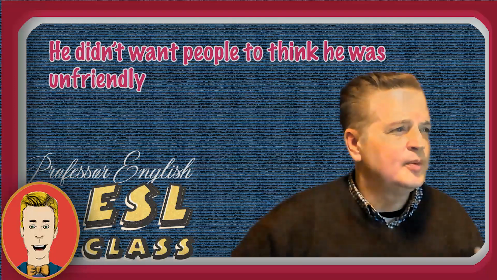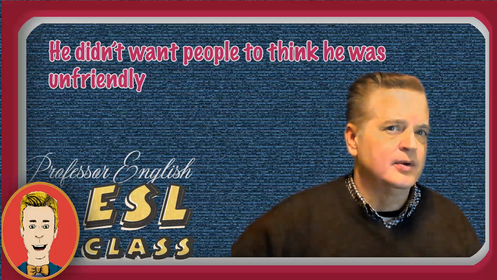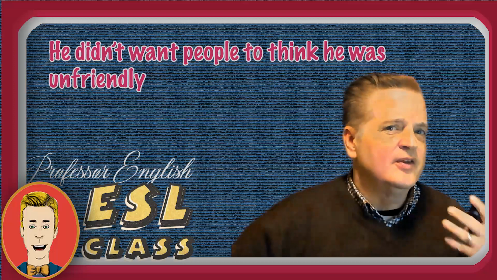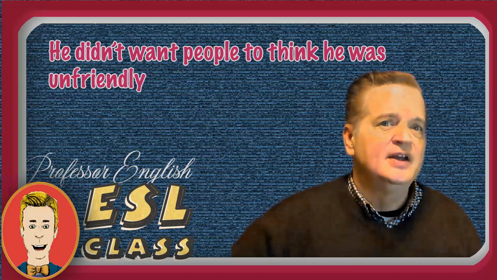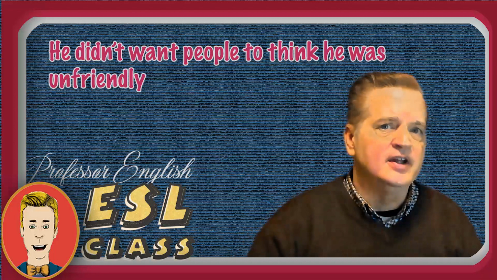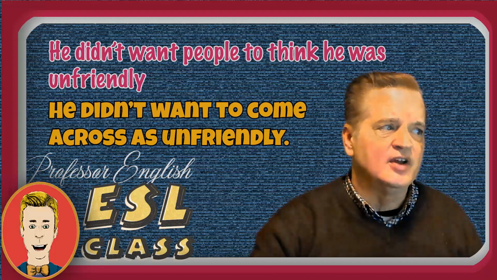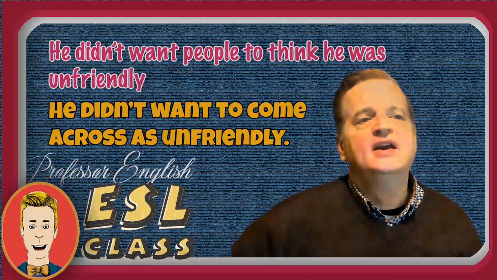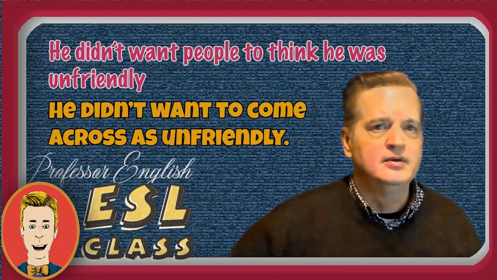He didn't want to appear unfriendly. He didn't want that appearance from people. He didn't want other people to have this idea about him that he was unfriendly. He did not want to come across as unfriendly. He didn't lose his temper because he didn't want to come across as unfriendly.